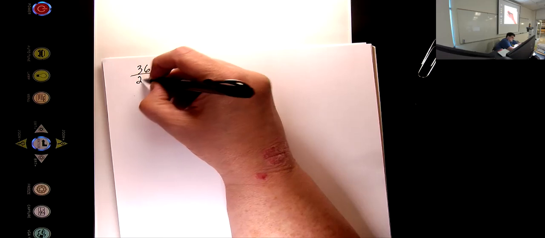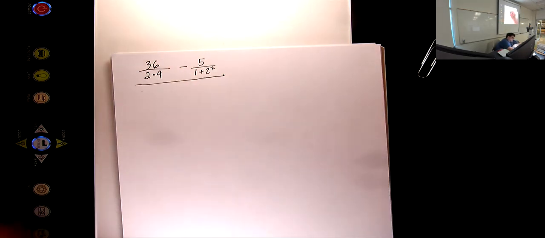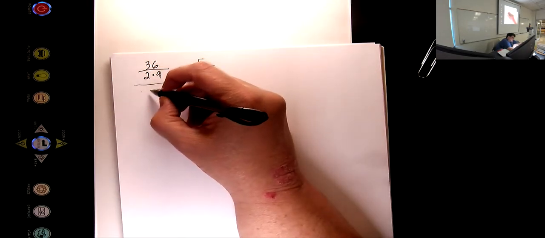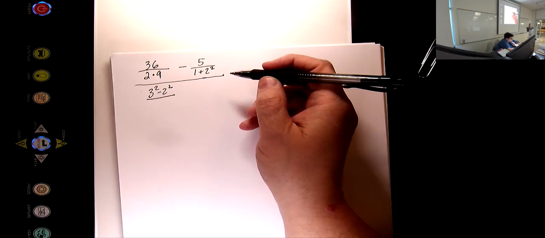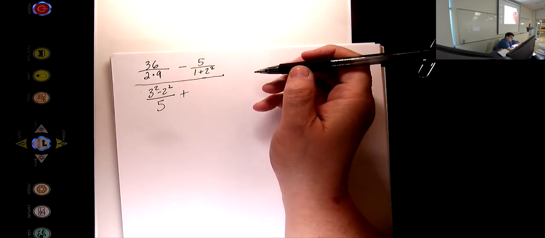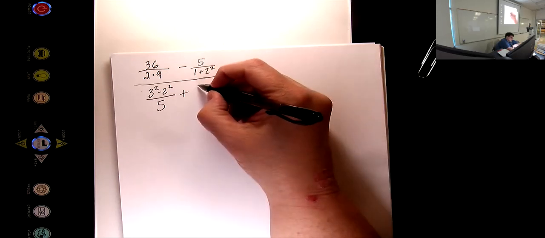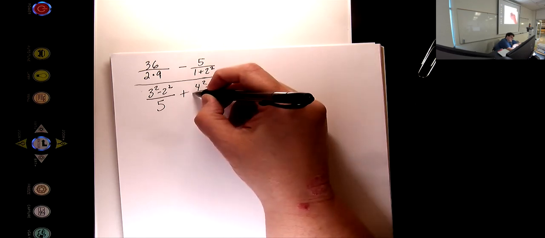Let's do 36 over 2 times 9 minus 5 over, ooh, I don't know, 1 plus 2 squared, all over, let's do 3 squared minus 2 squared divided by 5 plus 4 squared minus 3 squared over 7.